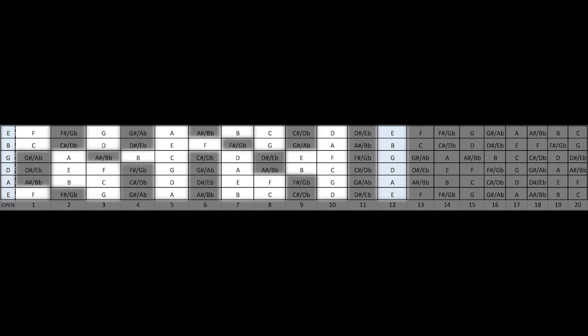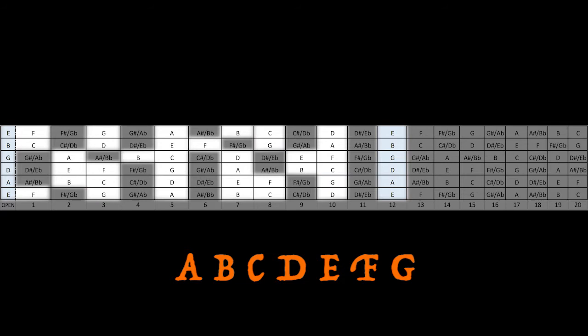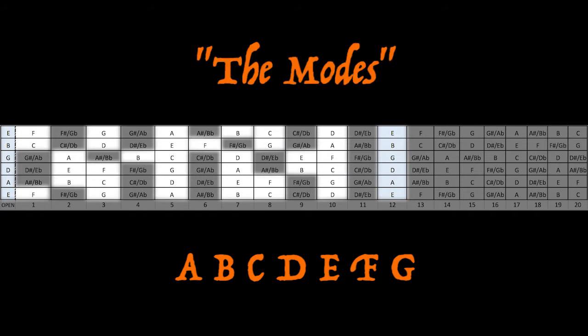We could take this concept a step further and emphasize the note G. Now it will sound like G mixolydian. When we identify a scale by name, there's always a letter, the tonic, followed by a feeling or mood. Since there are 7 natural notes, we can emphasize each one in turn. These scales are commonly referred to as the modes, or church modes, if you're a little more old school.